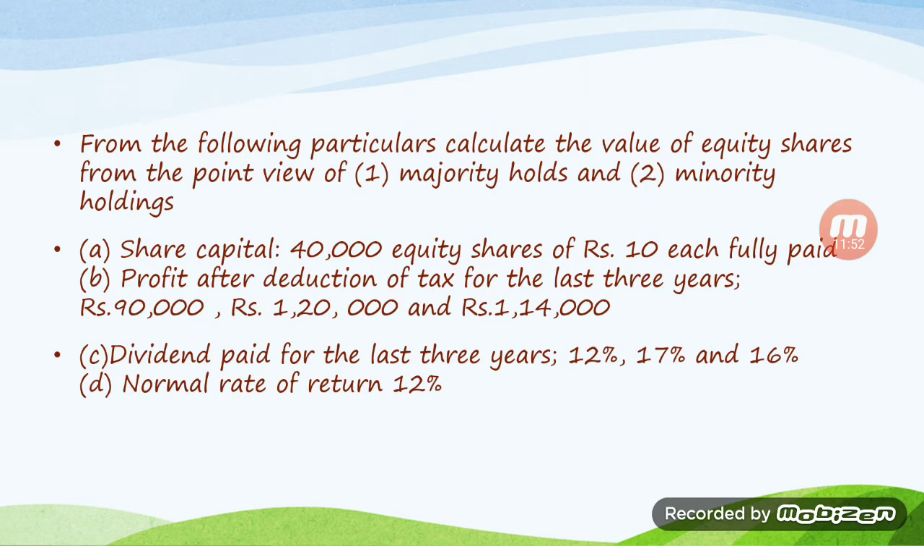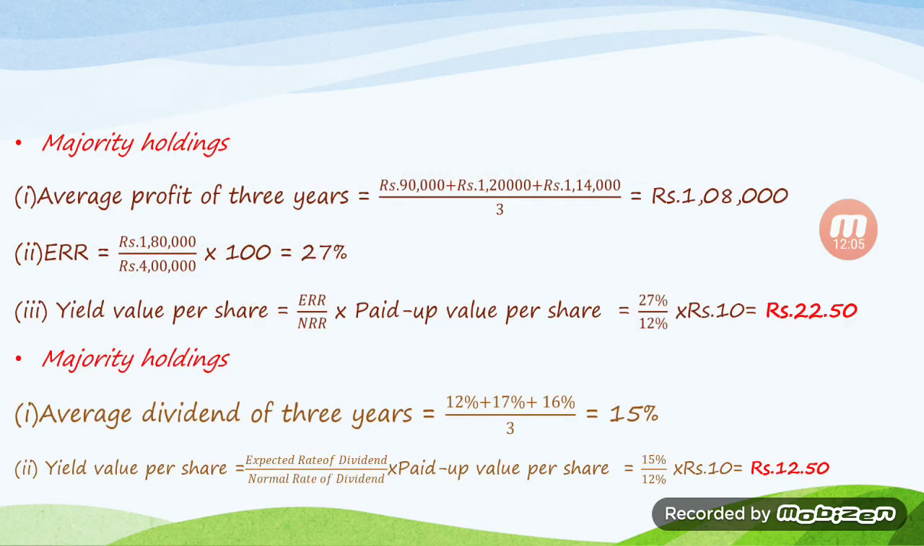And the next information given is dividend paid for the last 3 years. So find the average dividend to find the yield value per share under minority holding. We will see how the problem is to be solved. Majority holding, so find the average profit of 3 years, it becomes 1,08,000. To find ERR, average profit is to be divided by paid up share capital, that is 4 lakh into 100, it becomes 27 percent.